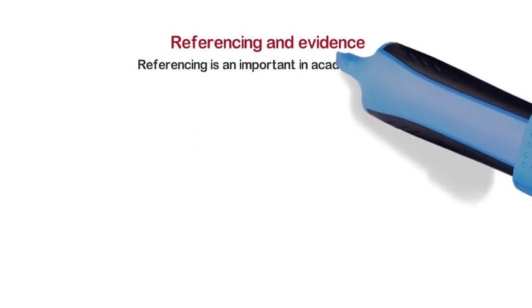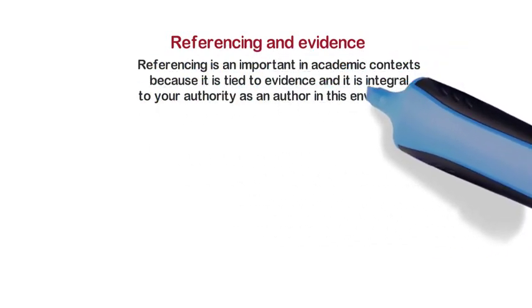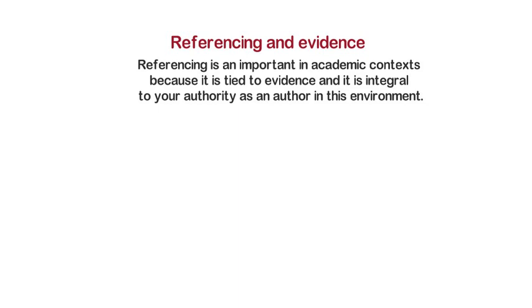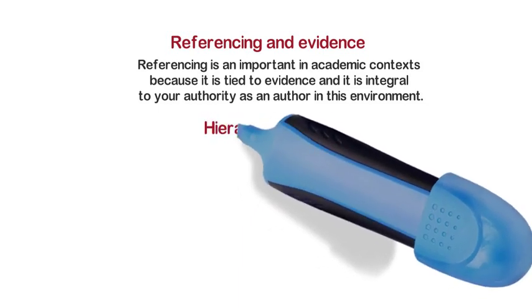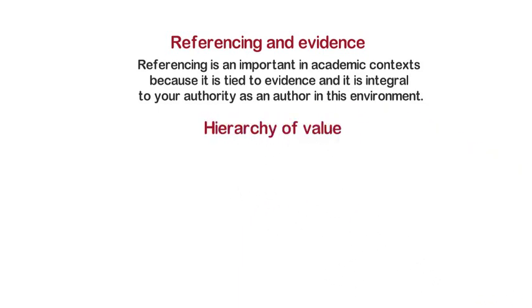So how are referencing and evidence linked? Well, referencing is important in academic contexts because it's tied to our evidence and it's integral to your authority as an author in this environment. This is why you need to pay attention to referencing conventions, because if your references are full of errors, that sends a message to your reader about who you are as a researcher.